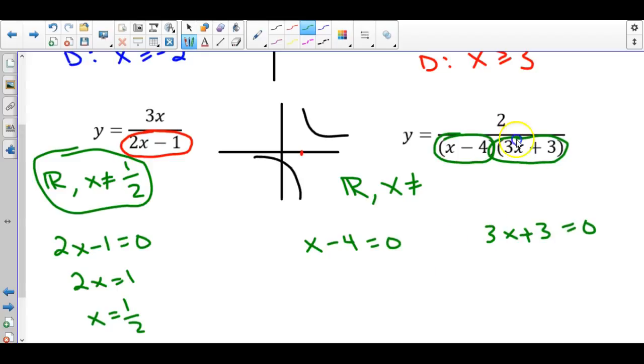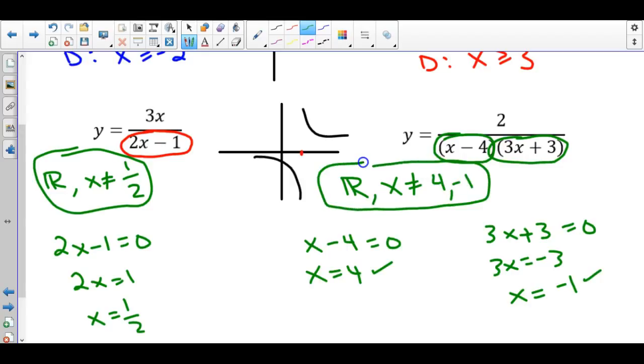And this is something that is a review. The bottom part represents a quadratic graph, which means we would have two values that would turn my denominator into 0. So I'm going to add 4 here, and then I'll solve this one by subtracting 3 and dividing by 3. What that tells me again is if x is either of these two values, my entire denominator would turn to 0. So my domain is saying that x could be anything except those two values.